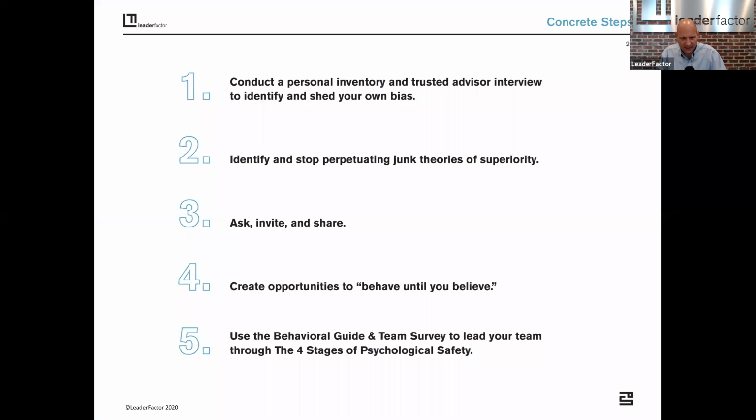So concrete steps, let me give you a few. Number one, conduct a personal inventory. And when I say a personal inventory, I mean a fearless, searching, penetrating personal inventory. And then a trusted advisor interview. Find a trusted advisor that you can sit down with to then identify and help you shed your own bias, negative bias.